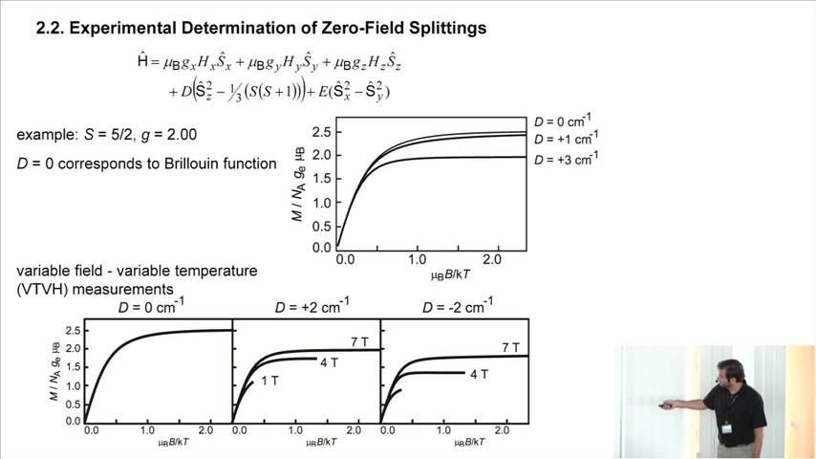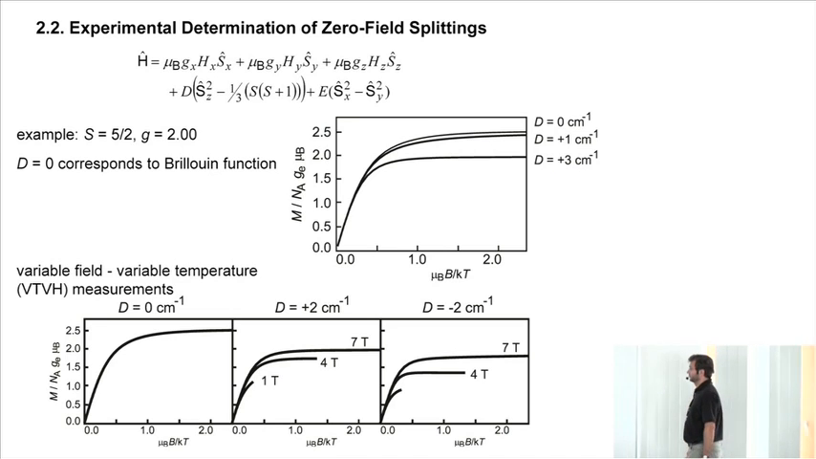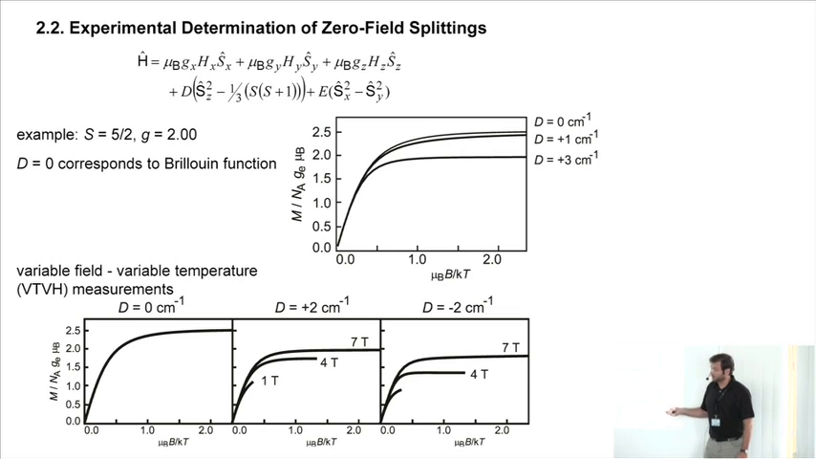And the nesting behavior of the splitting of these isotherm lines will be stronger, the stronger the absolute value of D is. You see here the difference between plus and minus 2 wave numbers.